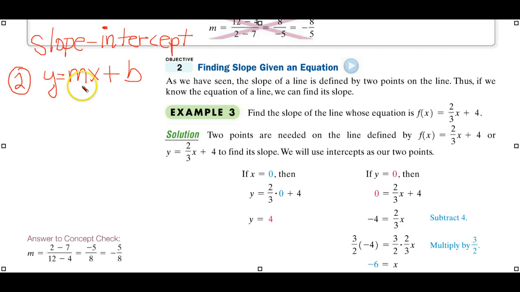Now, as we've been saying, if it's in this slope-intercept form, which we're calling equation 2, whatever is in this m position, that is the coefficient of x when you solve the equation for y, this is the slope. And we said b was our y-intercept.